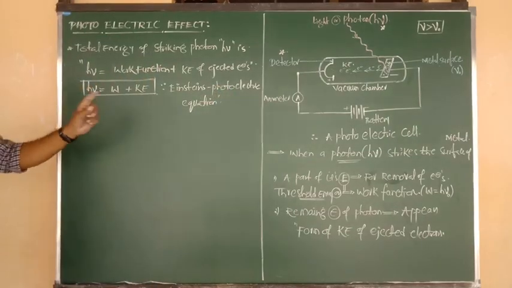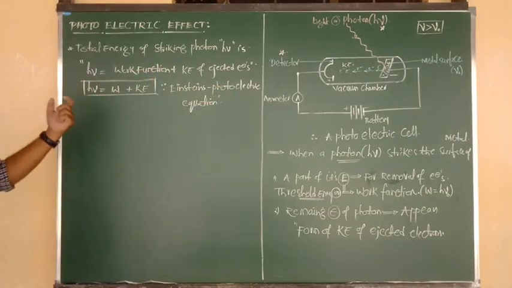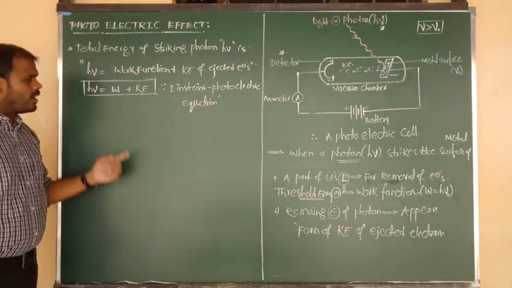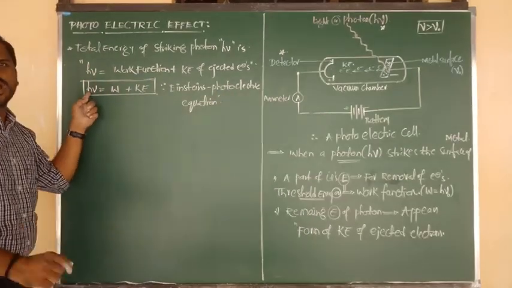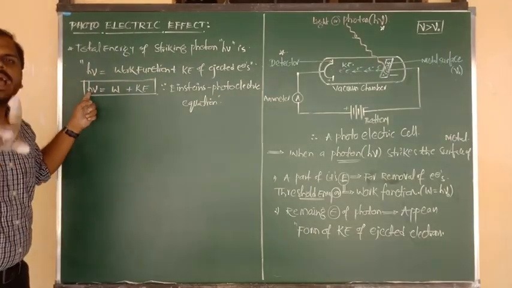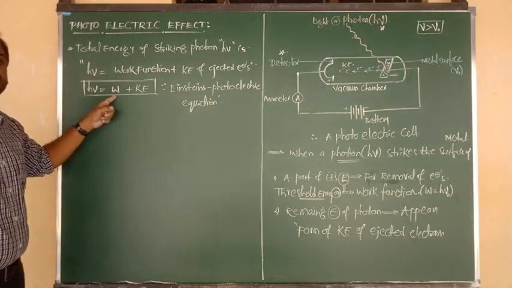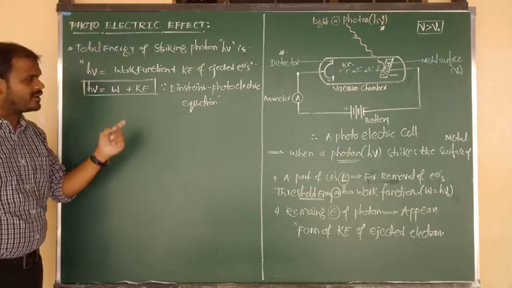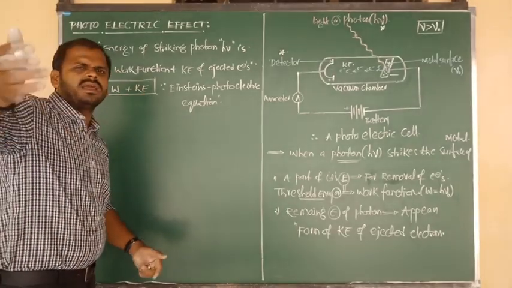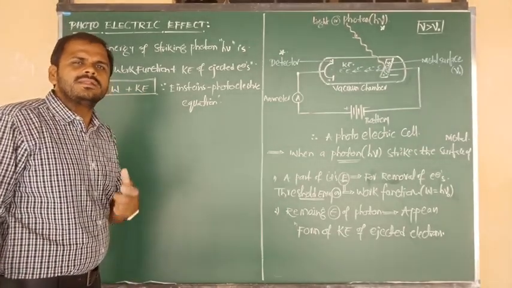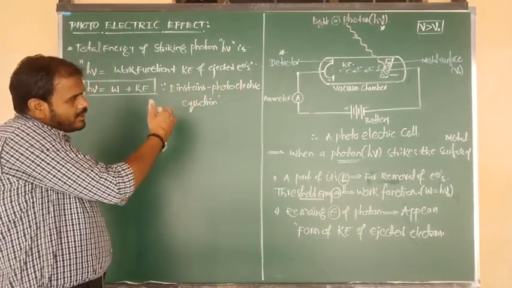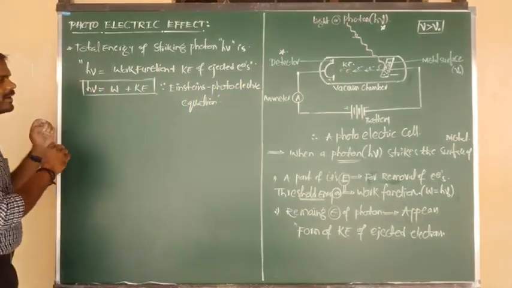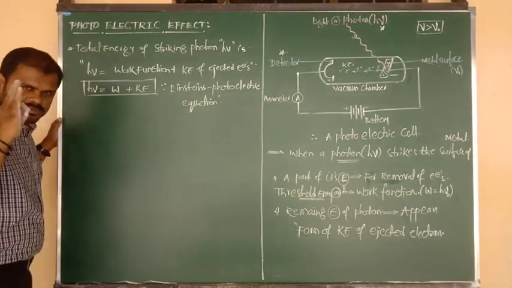Einstein's photoelectric equation. Okay, beta. So what is Einstein's photoelectric equation? The total energy of the incident photon, h nu, is utilized in two ways. Some energy we use for the removal of the electron, that is equal to the work function. The remaining energy is automatically released in the form of kinetic energy of the released electron. Okay, beta? Yes, this formula you must remember.